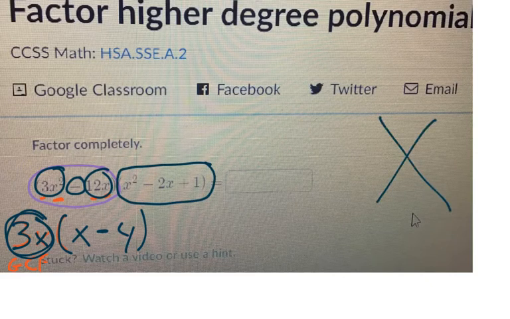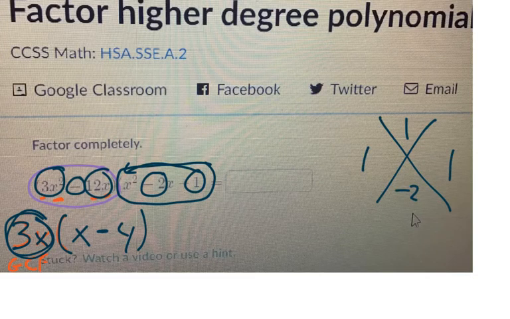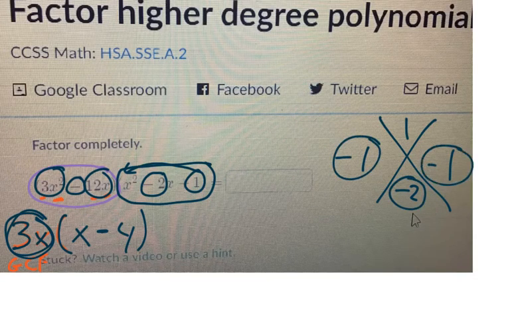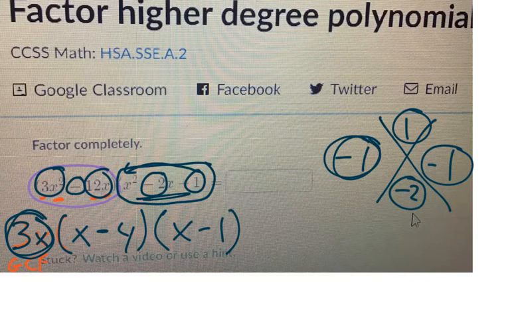Let's try an x on it. I know I need a 1 for my product. 1 times 1 is 1. I know I need a minus 2 in the middle. If I make them both negative, I get my negative 2. And a negative times a negative is a positive. So this also factors using the x method. And the first minus 1, of course, means x minus 1. The second one means another x minus 1.